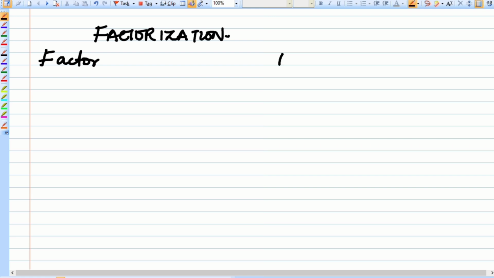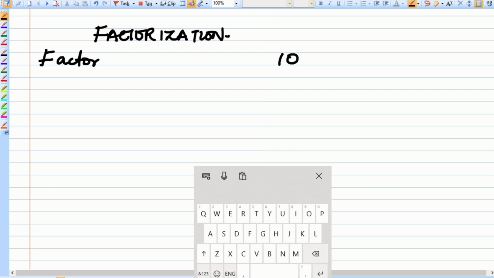So, let's say we have 10. What are the factors of 10? What we simply mean are what are the numbers that can divide 10 without having a remainder? How to do that quickly? Just check two numbers that will multiply to give 10. Then they will also be factors. 1 times 10, 2 times 5. So this simply means the factors of 10 are 1, 2, 5, and 10.